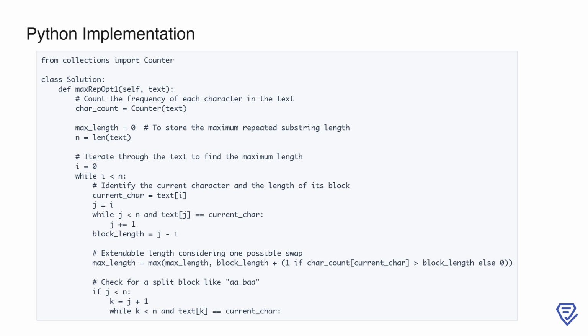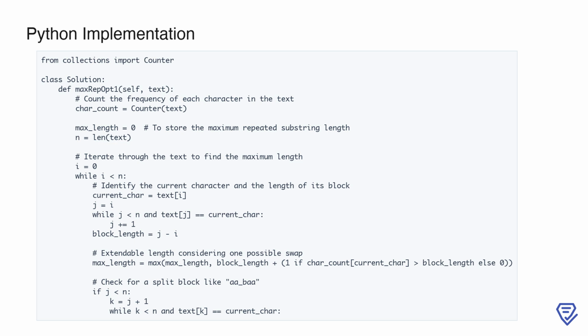The main part of the logic begins with a while loop that iterates through the string. At each step, we determine the current character at position i and calculate the length of its contiguous block. This is done by using a nested while loop that increments j as long as the characters are the same. The difference between j and i gives us the block_length, representing the size of the current contiguous segment.